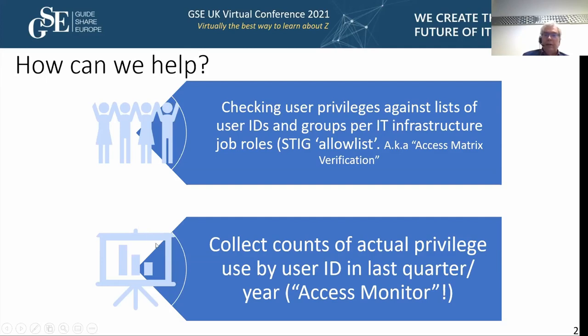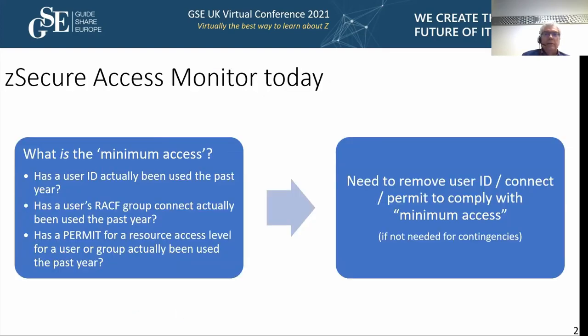The second big area is to see what happens. So we collect counts of the actual privilege use by user ID. And you could summarize that by quarter or by year. That's what we call the access monitor feature. So what do we do today? We try to answer the question, what is the minimum access? So the standards talk about least privilege and minimum access, but what the heck is that, right? That's one of the problems.